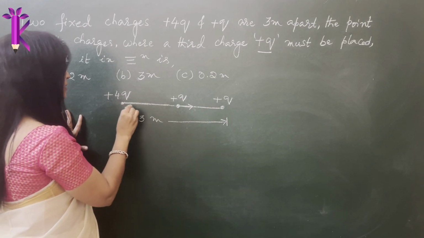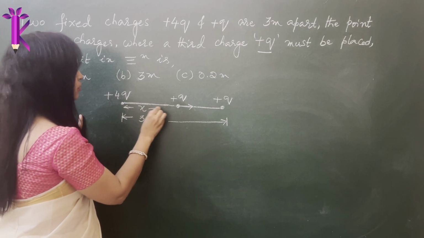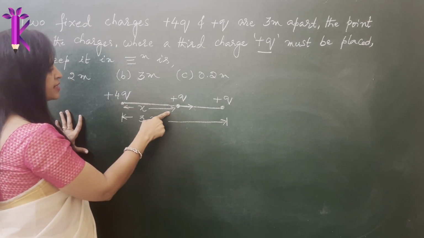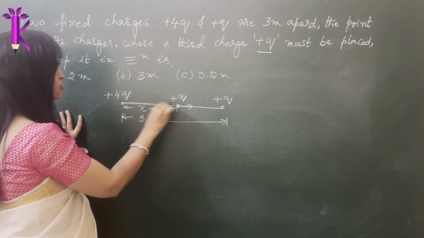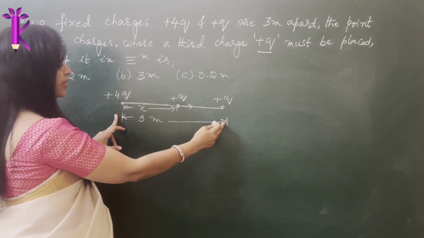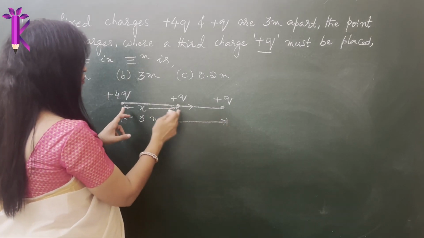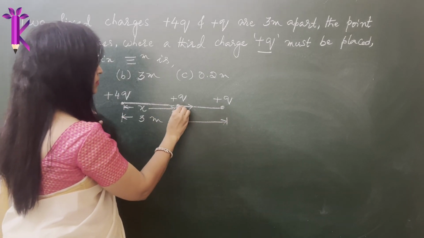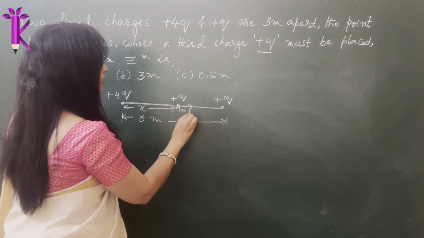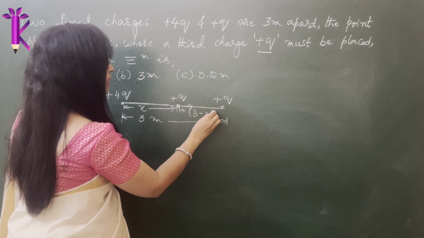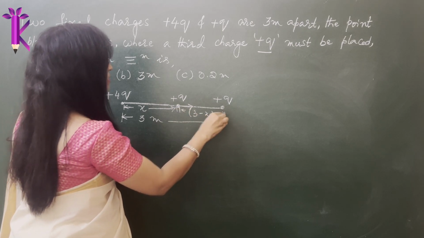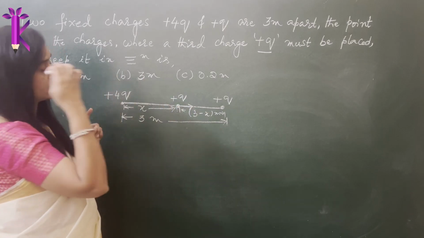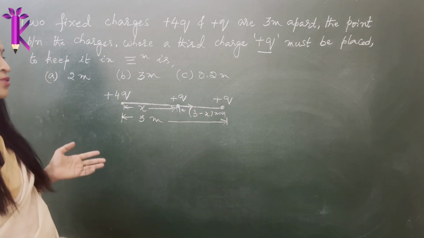So let this distance be x meters from the 4q charge, I assume the unknown distance to be x meters. So what will be the remaining distance? You have to cut this part out of 3. So this remaining distance will be 3 minus x meters, right? You subtract to get the rest of the part. Now it is very simple, easy.